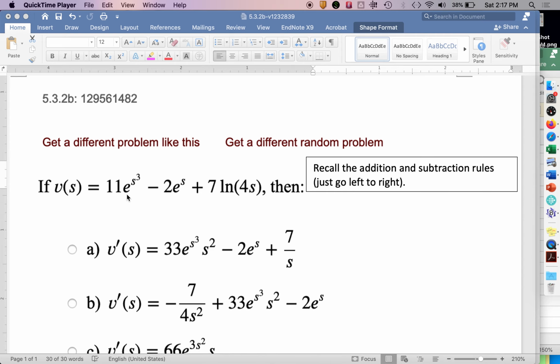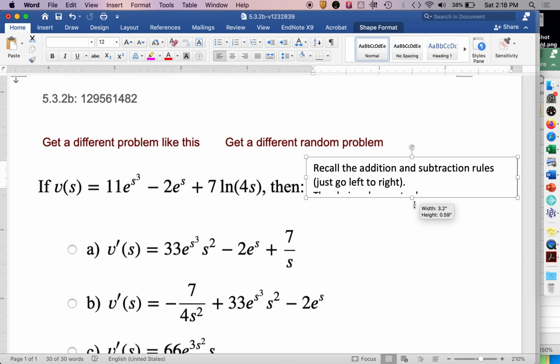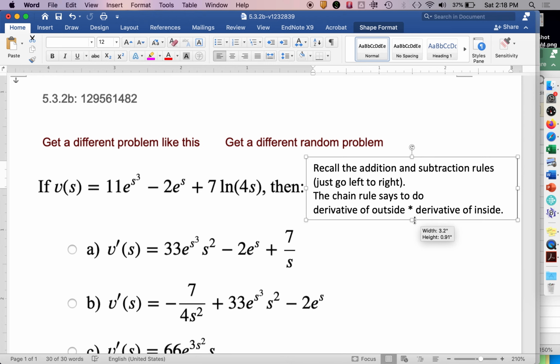I'm seeing 11e to the s cubed. All right, I know the 11 is a constant multiple rule. It says that if you have a number that's multiplied by a function, the derivative is that same number times the derivative of the function. So I know my answer is going to have an 11 in it. And then I take the derivative of e to the stuff. Okay, now that's a chain rule. E to the stuff, right? The derivative would be the derivative of the outside times the derivative of the inside. The chain rule says to do the derivative of the outside times the derivative of the inside.